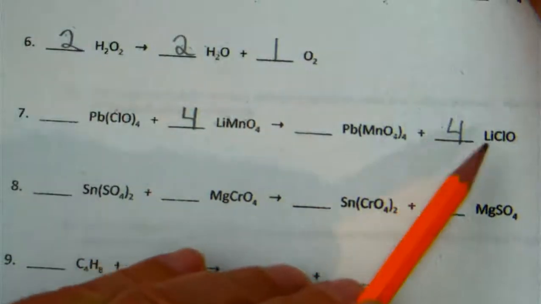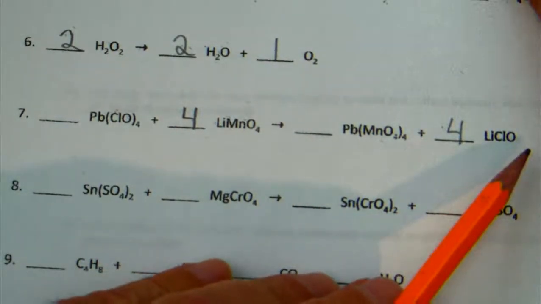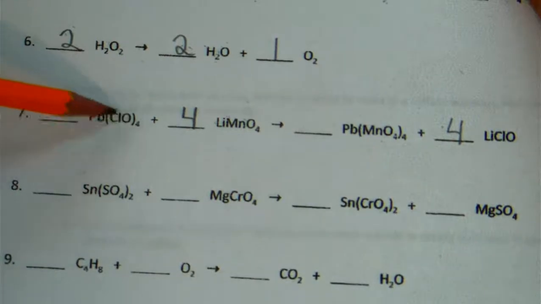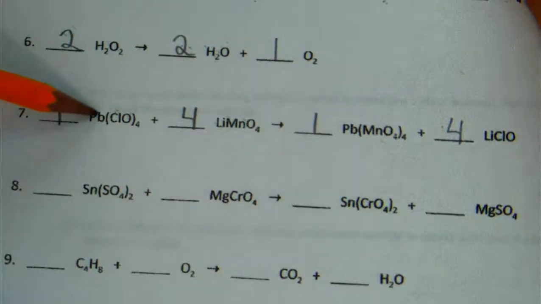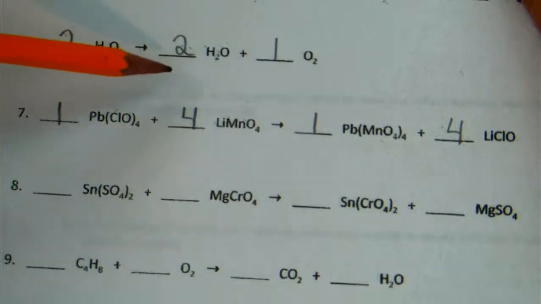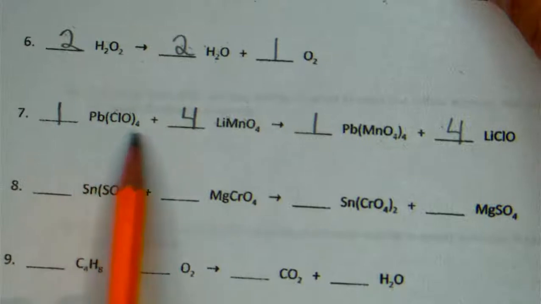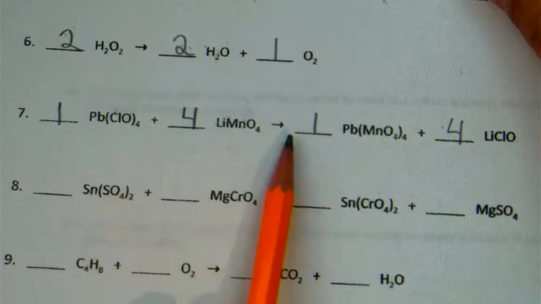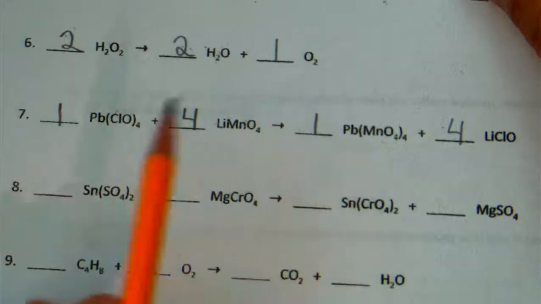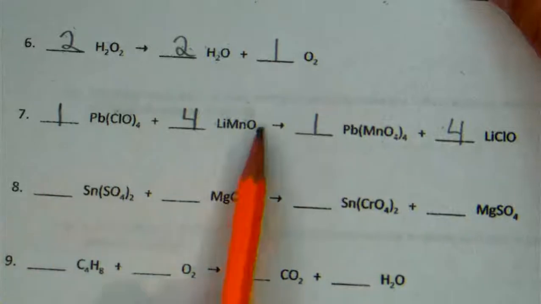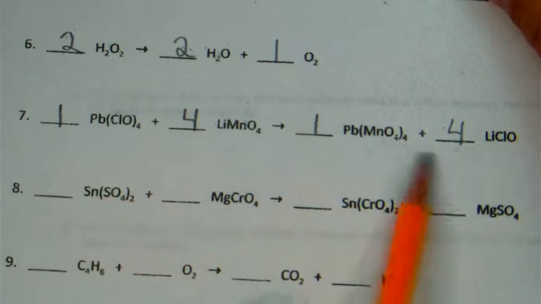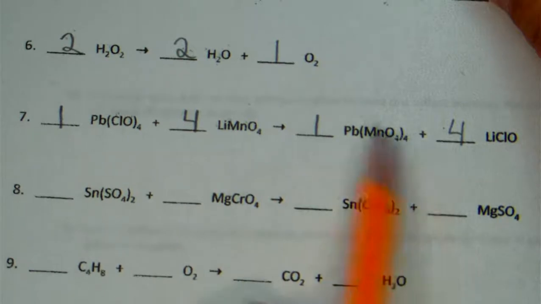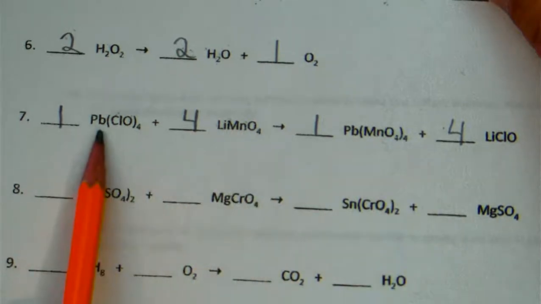But that gives me 4 hypochlorites on the right, but that's okay because I have 4 hypochlorites on the left. So let's see if it's currently balanced. I have 1 lead, and when I do my check, notice I'm just going left to right across all the reactants. If every reactant is balanced, then I'm done with my check. I don't need to check the products as well. I already did that when I checked the reactants.